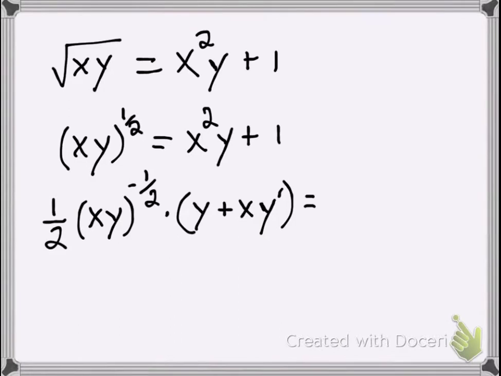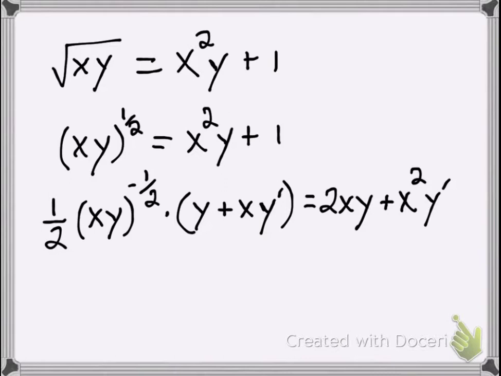Now the next term is on the right side of the equation, x squared y, and so in order to do that, we're going to do the product rule again. So first let's take the derivative of x squared, which is 2x, and then we'll multiply that by y, and then we'll multiply x squared by the derivative of y, which is y prime. And then of course we have to add the derivative of 1, but the derivative of 1 is 0, so we can disregard that term entirely.